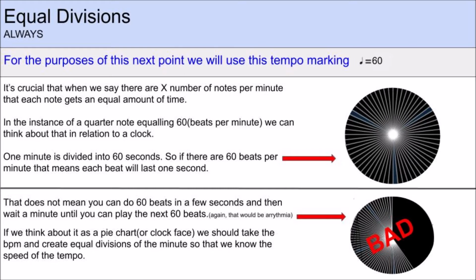I have an example of this below in this slide. The easiest way to visualize this is if the quarter note equals 60 beats per minute. This is easy because there are 60 seconds in a minute. So if you have 60 beats per minute, then every quarter note will last for 1 second of that minute. And so the top pie chart represents how much time each quarter note would have. We will listen to what that sounds like now.